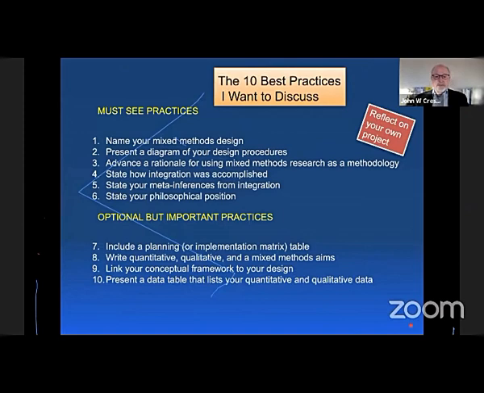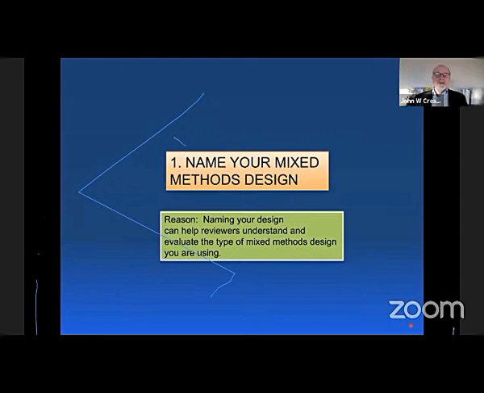So on these first must-see practices, first of all, name your mixed methods design. Tell me the name of the mixed methods procedures, your design that you're using in your study. I think this is very important.